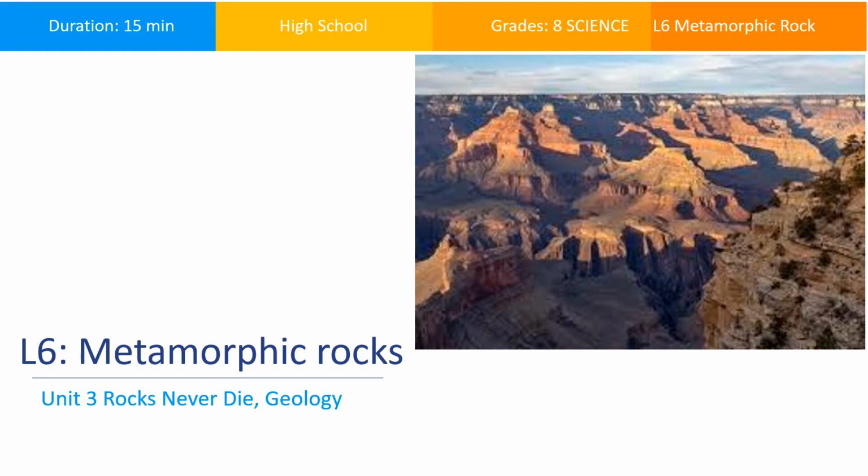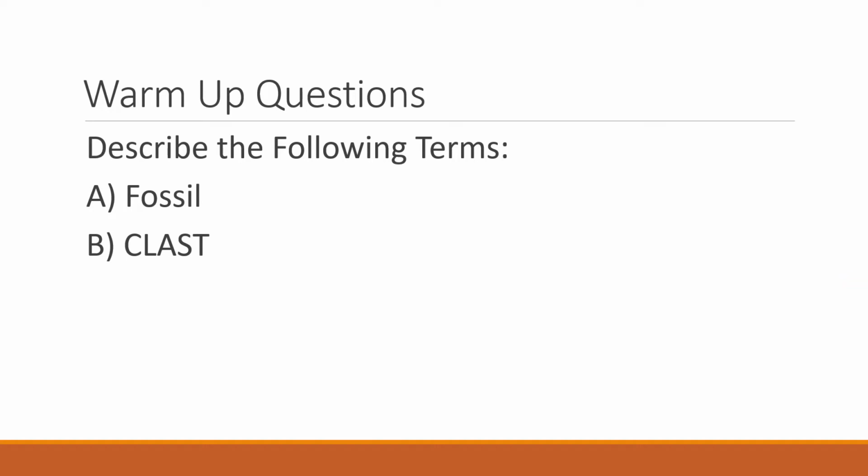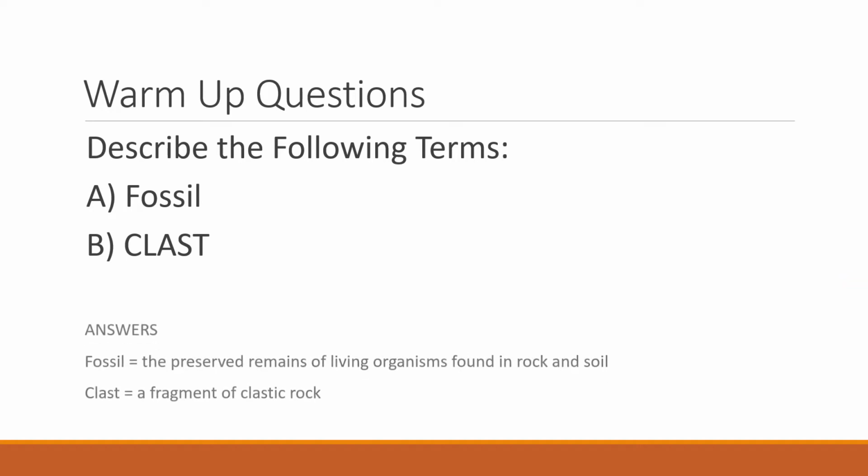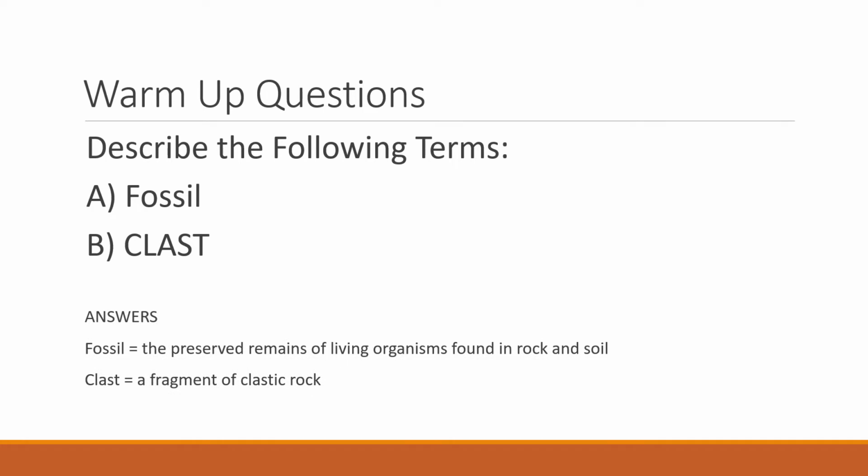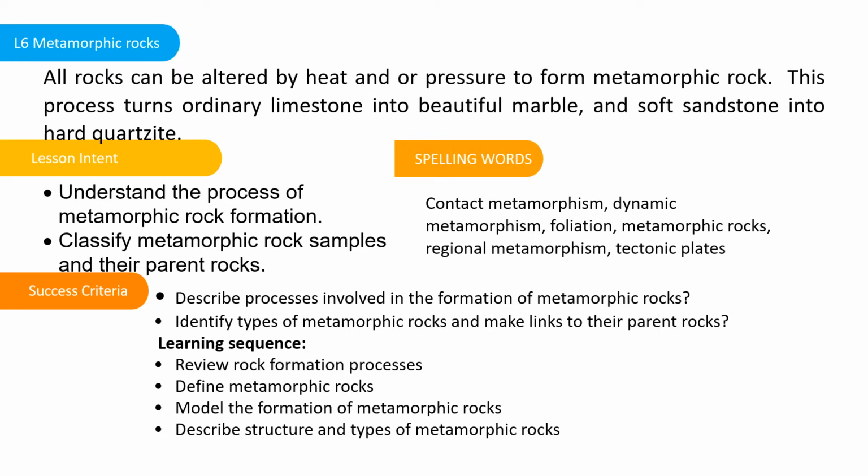So this is the last of the rock cycles that we're going to look at, the metamorphic rocks and how they develop. All right, so describing the following terms, what is a fossil, what is a clast? Okay, so a fossil is a preserved remains of living organisms found in a rock and soil. A clast is a fragment of clastic rock, so it's just broken down pieces of rocks that are weathered away.